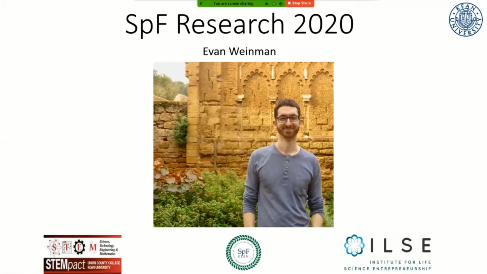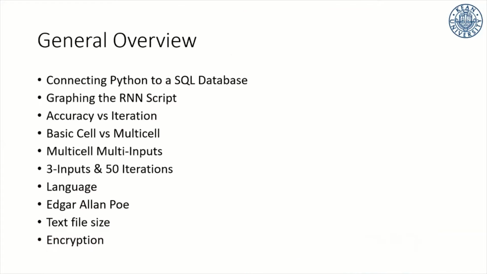My name is Evan Weinman, and I'm a senior at Kean University majoring in information technology and minoring in cybersecurity. I joined our deep learning research group this summer to focus on working to improve and expand Dr. Lee and Professor Kumar's recurrent neural network script. During my time with the research project, I was able to accomplish a number of tasks within the 8 weeks.